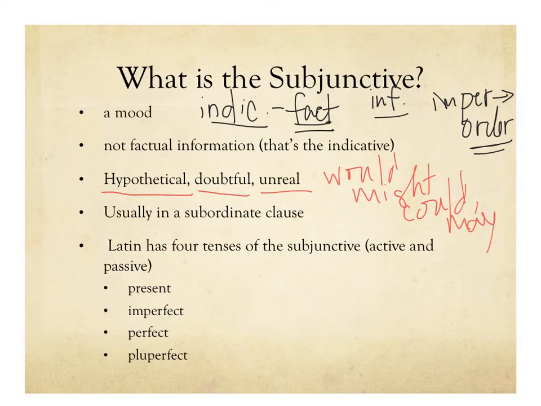Okay? And so here are our 4 tenses. We have the present and the imperfect, the perfect and the pluperfect. So there are no future subjunctives because the subjunctive is, by its nature, uncertain, unreal, in the same way that the future is. So there's no future subjunctive, just present, imperfect, perfect, pluperfect.